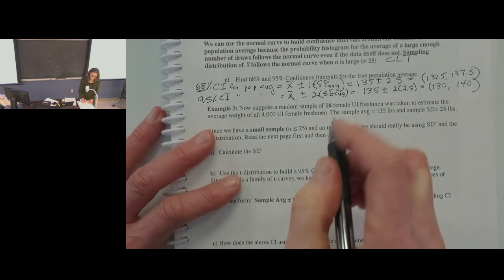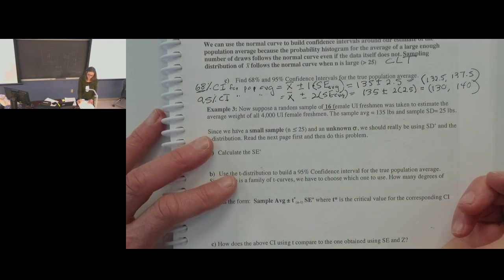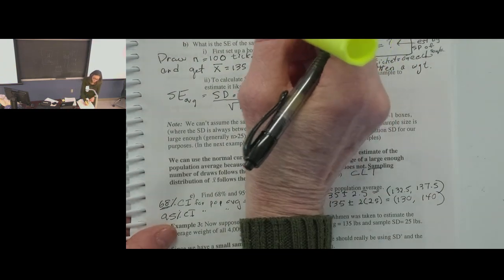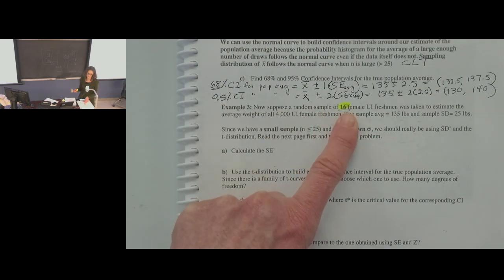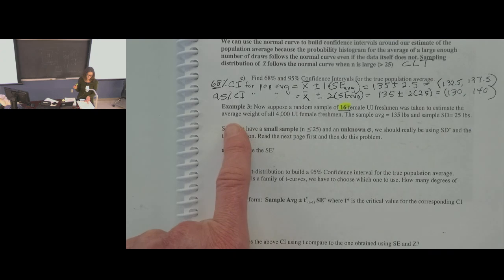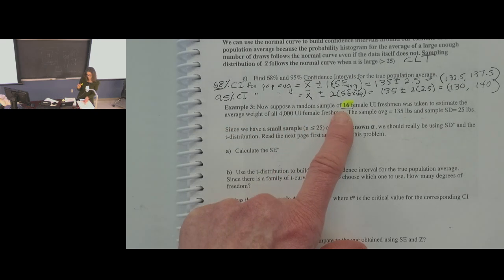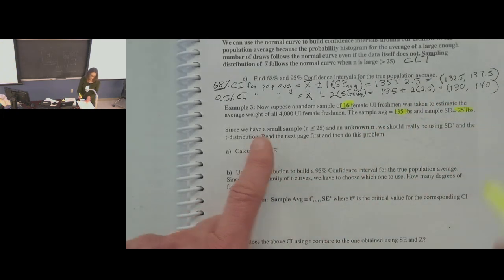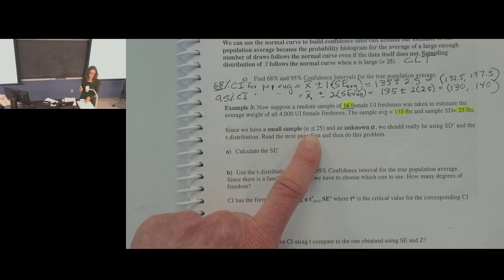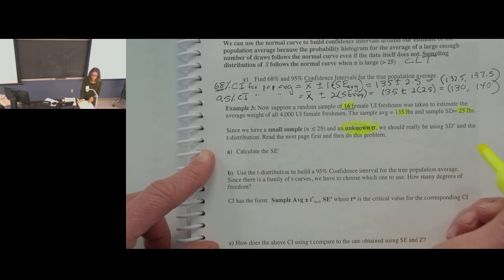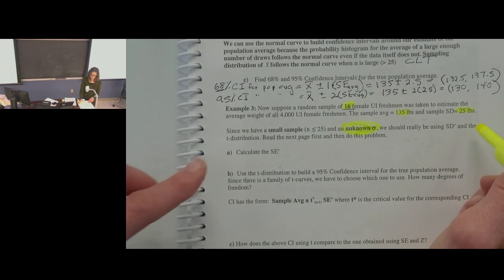suppose a random sample of 16. Now we have this small sample, okay? Small sample, and the central limit theorem might not kick in yet. It might be too small a sample. So now we have an unknown sigma, and it was taken to estimate the average weight. Again, we're doing the same problem, but let's say we only had n equals 16, and we get everything the same. Now what are we going to do? Since we have this small sample, we'll say less than or equal to 25, and we have this unknown sigma, right? We should make 2 adjustments.